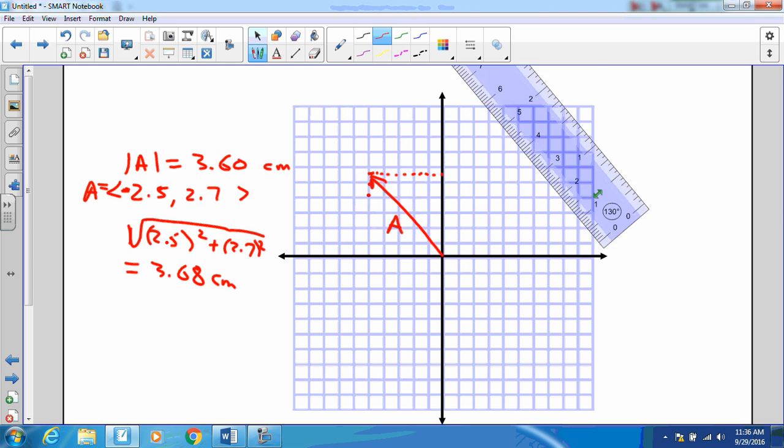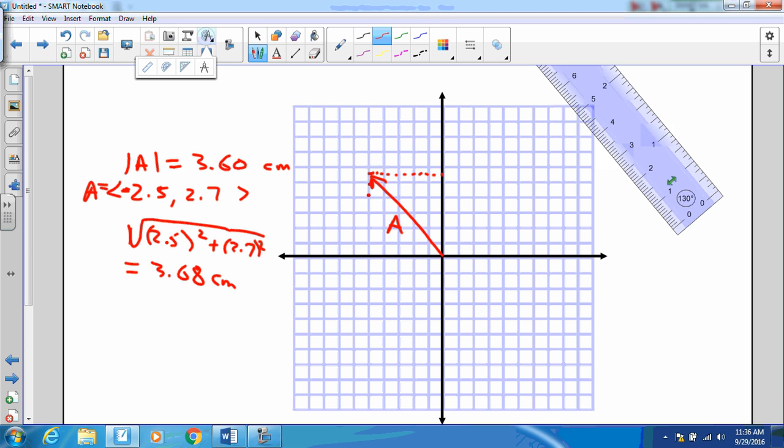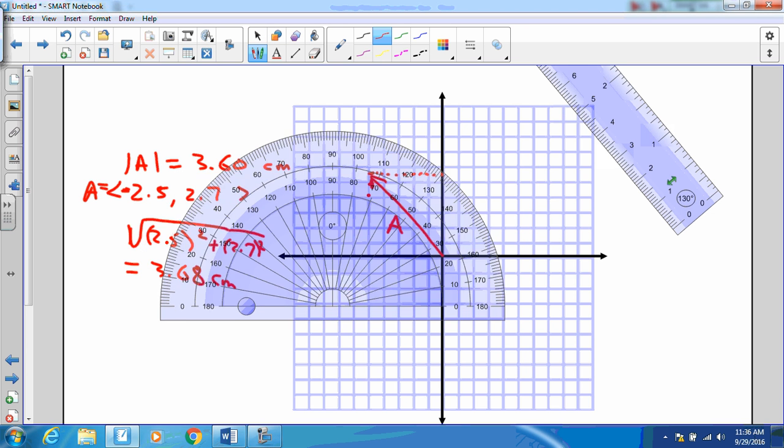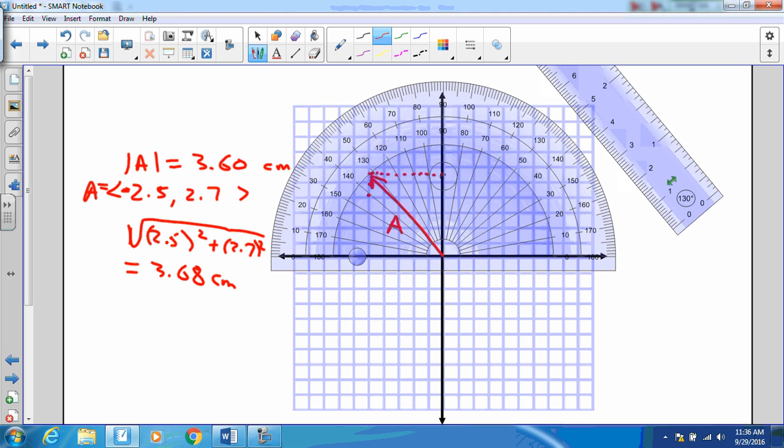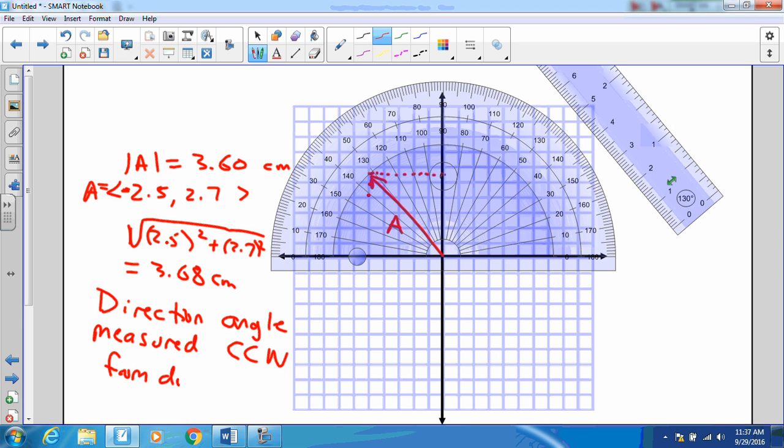Now, what about that direction? The direction we're going to specify with a direction angle. And the direction angle we can measure directly with a protractor, and we're going to measure it from due east always. The direction angle is measured counterclockwise, CCW, counterclockwise, from due east.